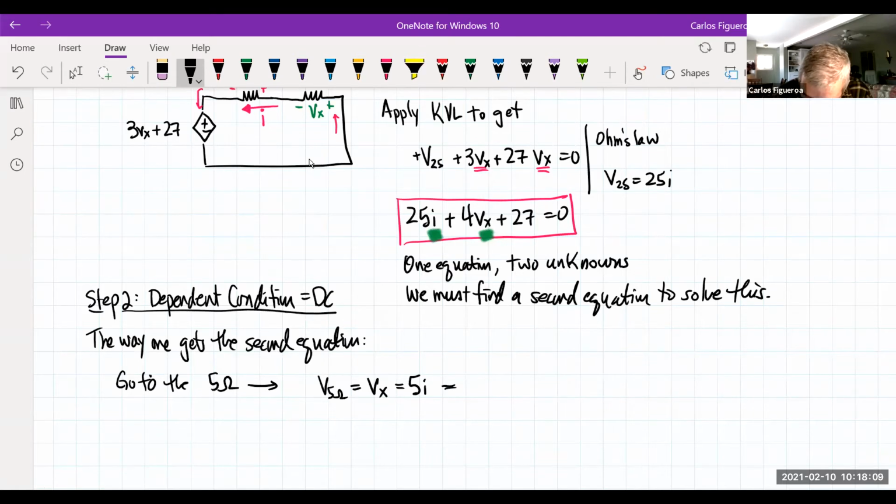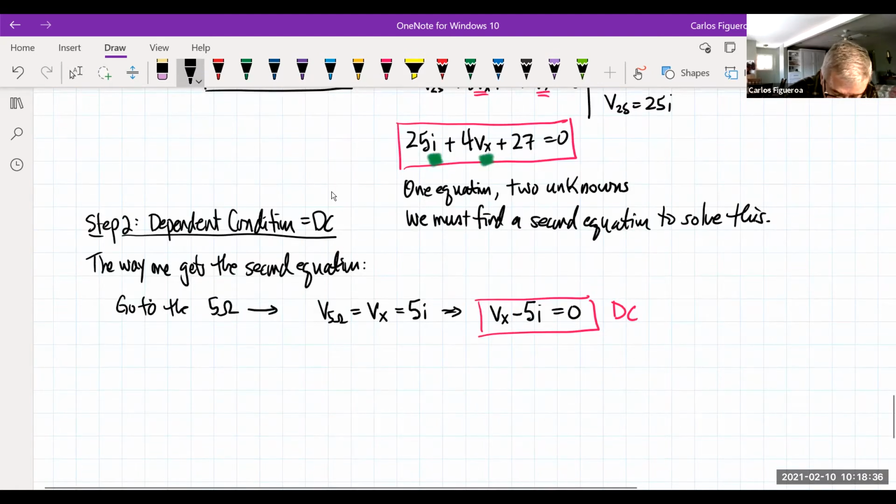In other words, I have Vx minus 5I equals 0. And this now gives me a second equation. And this is what I call the DC. So now what we have here is that we have two equations.